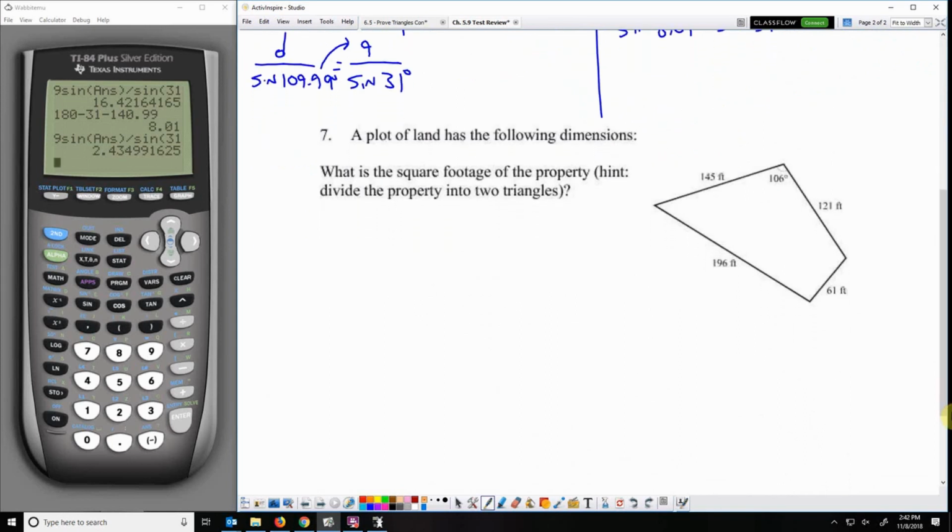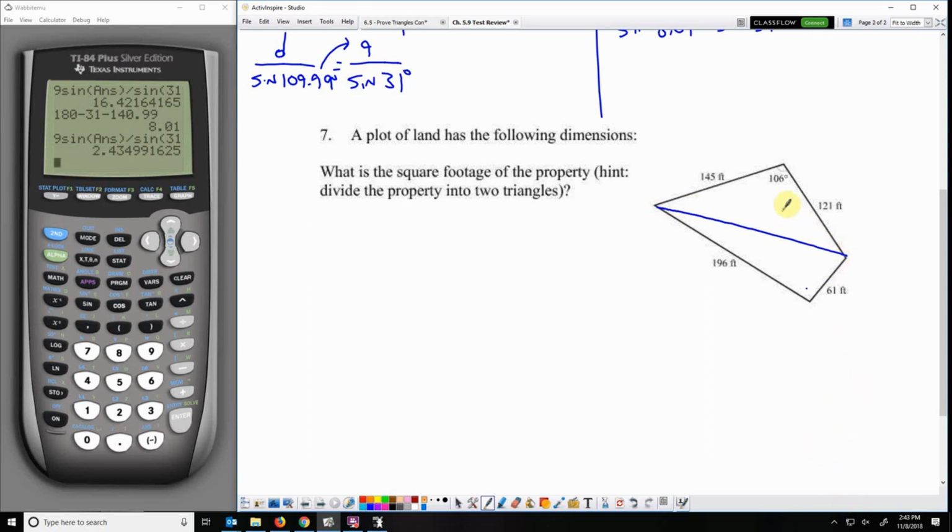All right, a plot of land has these dimensions. What is the approximate square footage of this land? So the first thing I would do is split this into two triangles. If I split this way, I'm going to split that 106-degree angle. I don't want to do that, so I'm going to split this way.